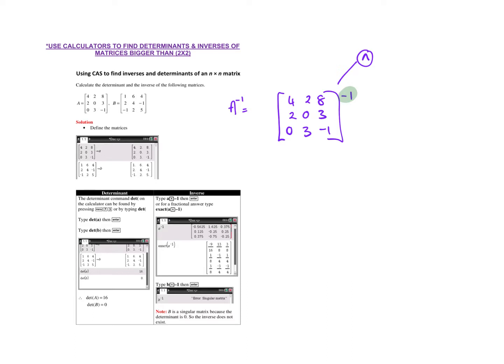If you had to just find the determinant of A, you can just type DET, curly bracket, and then do the matrix, and that would have found you the determinant of A, okay?